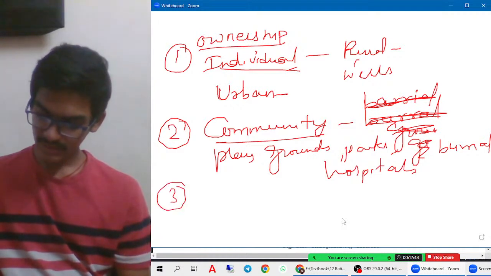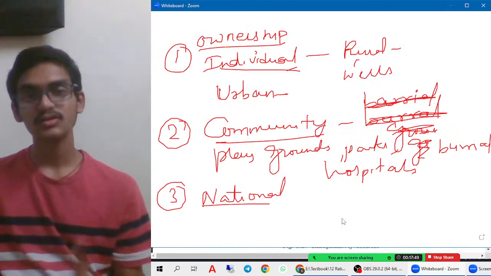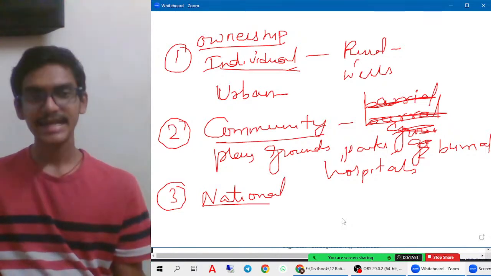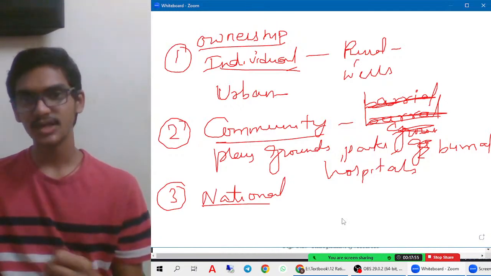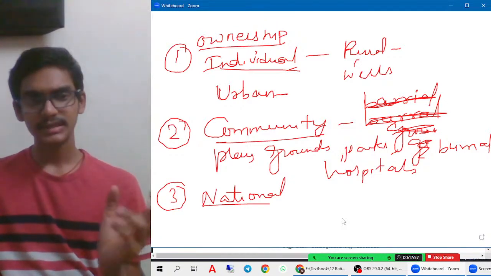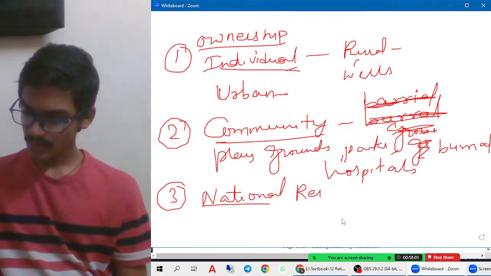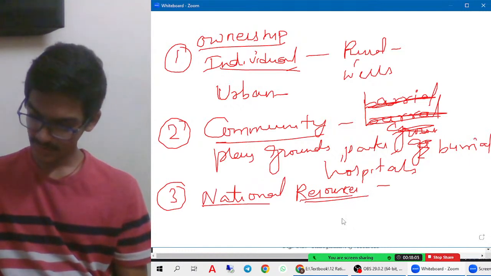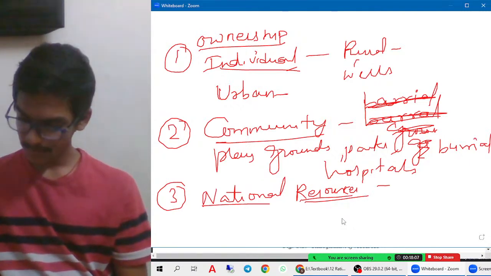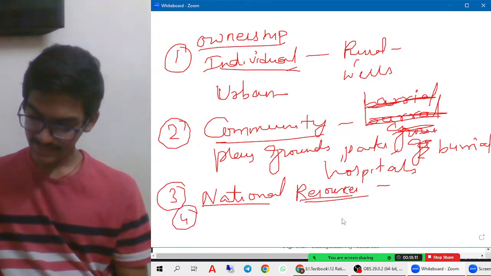Then the most important thing, the national resources. National resources are the resources under the control of the government. So if they want to construct any buildings or other things, they can immediately get land from individual people, and they can easily construct those kinds of resources. That is national resources. These are not given in your textbook, so I request you all to please make a note of it. Burial, I wrote the spelling here, BURIAL.